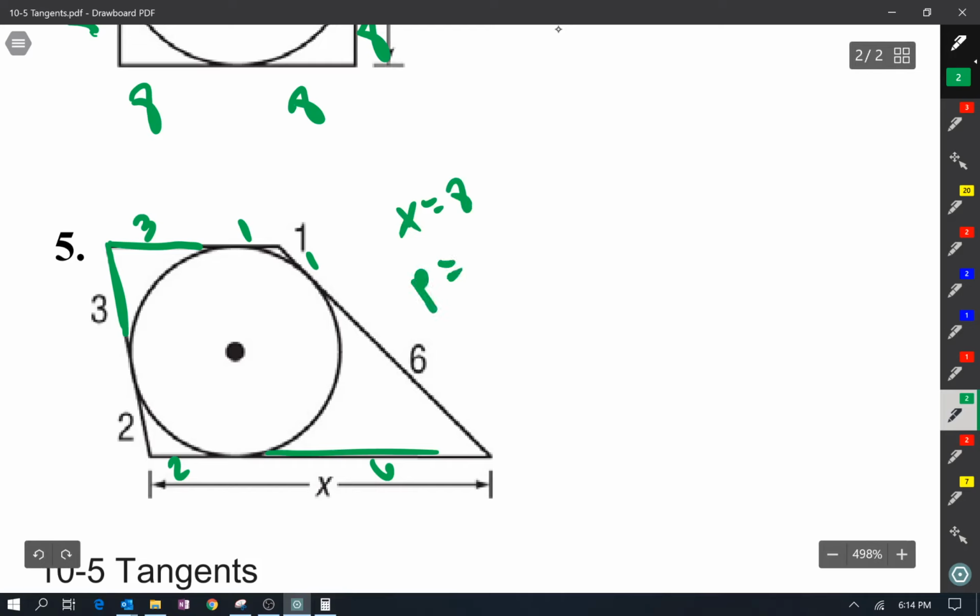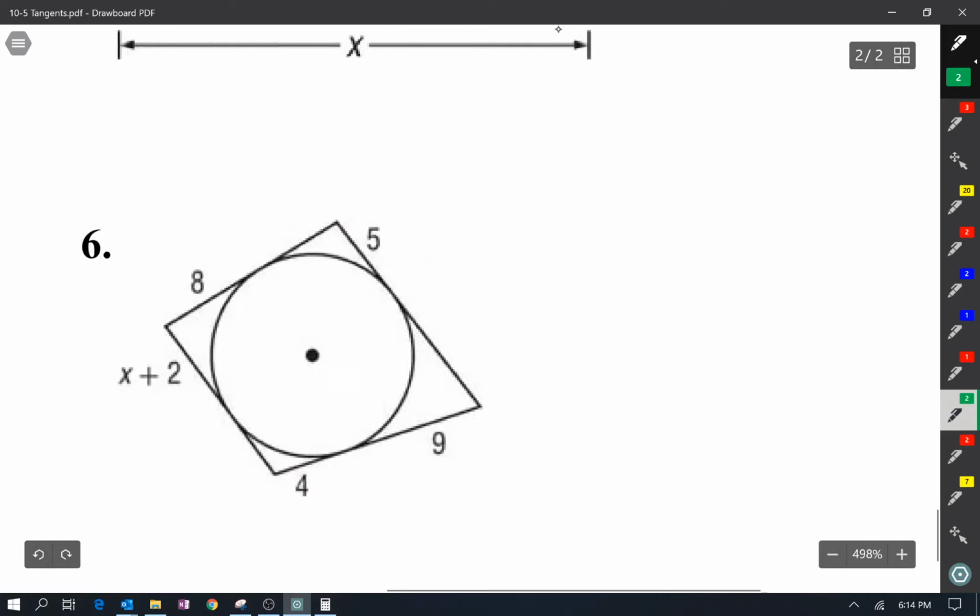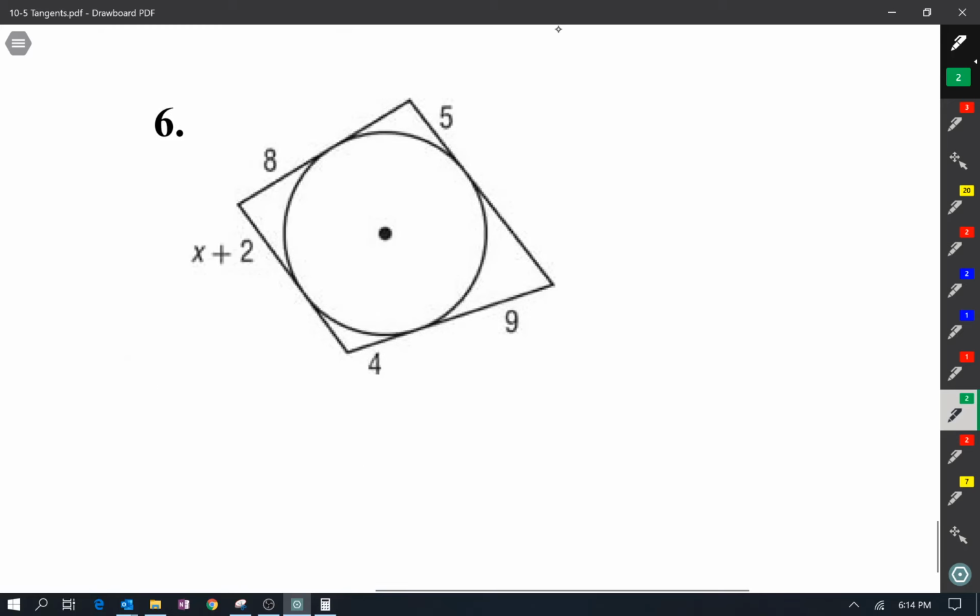Perimeter. Well, this side is 5, right? 5 plus, this side is 4, plus 7 plus, and x was 8. So 5 plus 4 plus 7, so 15, 24, right? The perimeter is 24. All right, easy lesson. All right, let's do one last one.